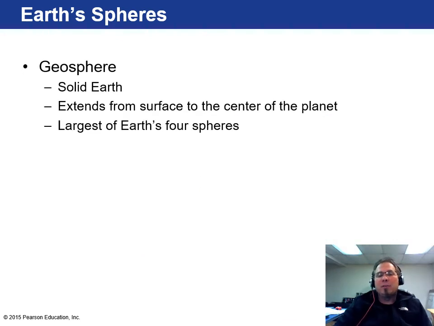Then you have the geosphere, which is the solid Earth itself. It extends from the surface to the center of the planet, and it's the largest of the Earth's four spheres because the atmosphere is super thin, right? You have the hydrosphere, which can be deep. The ocean can get very deep, but compared to the actual radius of the Earth, it's nothing. And then you have the biosphere, which is again a thin layer on the top of the surface of life. So the geosphere comprises the bulk majority of all of those four spheres, just based on the fact that the Earth's radius is so big.